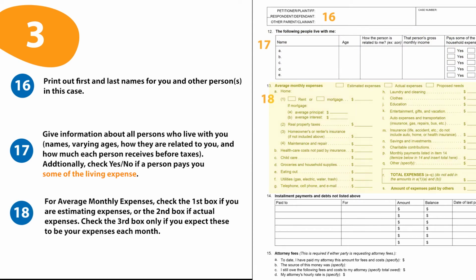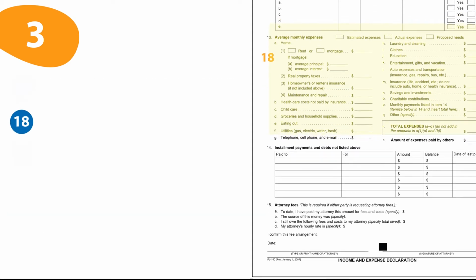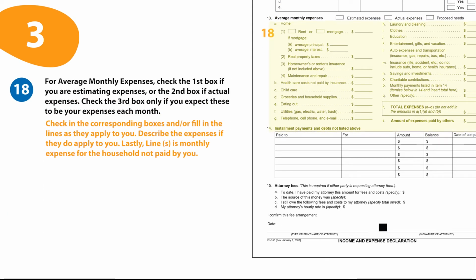For average monthly expense, check the first box if you are estimating expenses or the second box if actual expenses. Check the third box only if you expect these to be your expenses each month. For average monthly expenses, check the first box if you are estimating expenses or the second box of actual expenses. Check the third box only if you expect these to be your expenses each month.